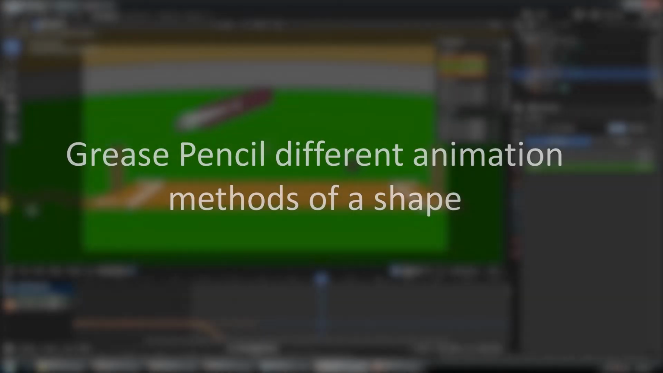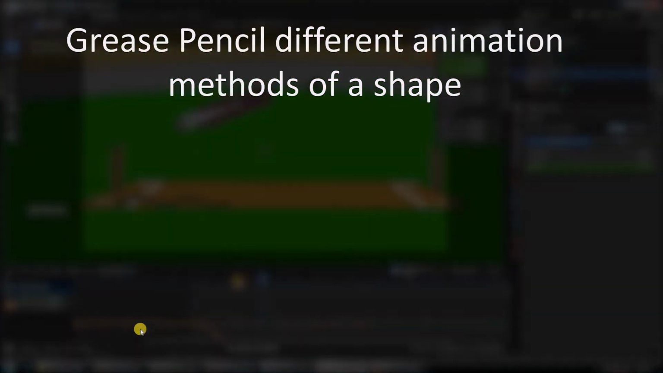In this video, I'm going to show 7 different methods of animating a shape in Blender Grease Pencil. Please do note that I'm only going to talk about how to animate shapes and I'm not going to talk about how to animate colors, textures, shadows and other stuff. Okay, so what are those methods?